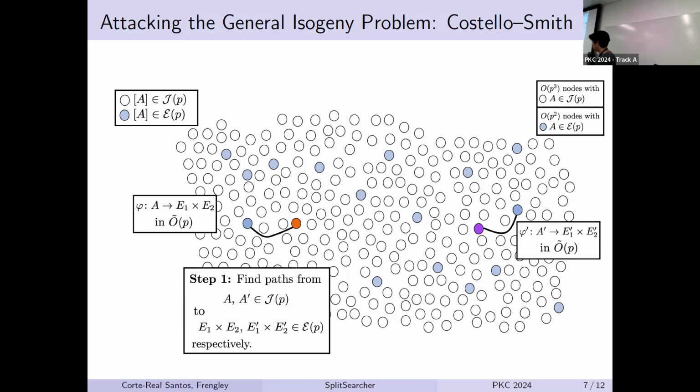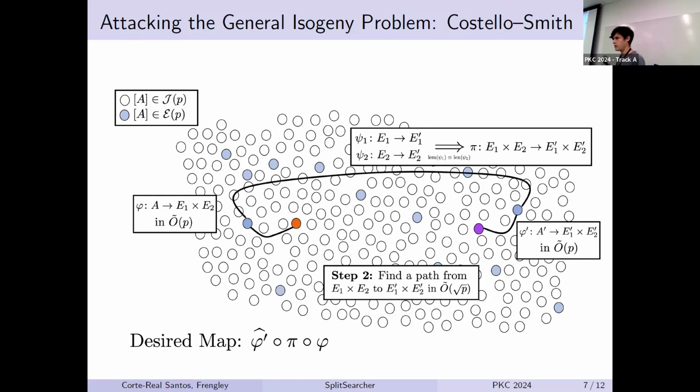So the first step is just to reduce it to an easier problem. The idea is to walk around in the graph, more or less randomly, until you find a product of elliptic curves. You expect this graph to have very good mixing properties, so if you just take random steps for a while, you hope to hit a product of elliptic curves eventually. That should take about O of P steps, because there are O of P cubed nodes in general, and then there are O of P squared products of elliptic curves.